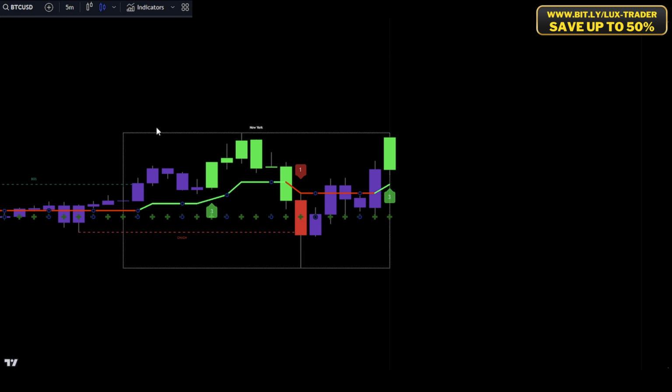As you can see here, the New York session started a few candles ago and we got this green buy signal with a 3 in it being printed. The higher the number of this AI signal, the stronger the signal. So if you're a beginner trader, I recommend to use only the signals 3 and 4.